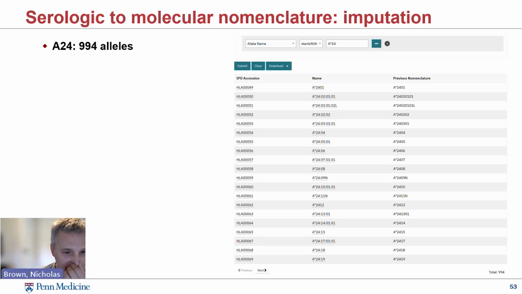Well, if we go online to this website that catalogs all of the different alleles, and I just put in A24, you can see that there are 994 different alleles that are part of this A24 group. So if we just get an example of A24, we don't know which one of those 994 different alleles it could potentially be.